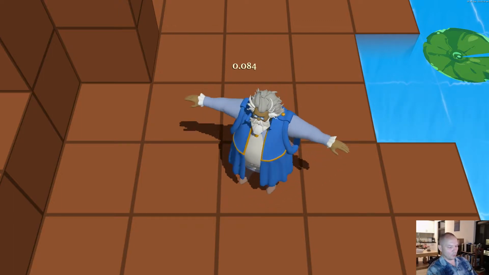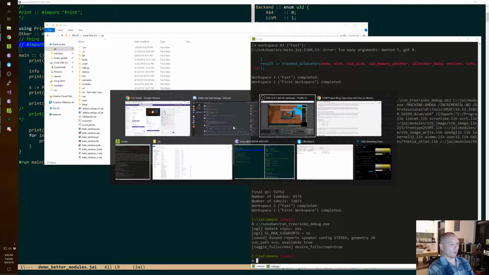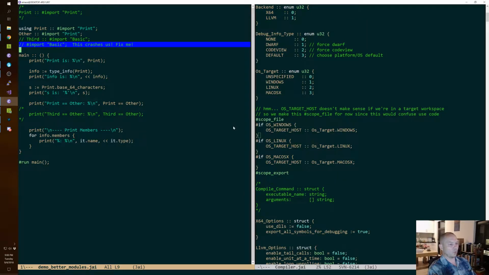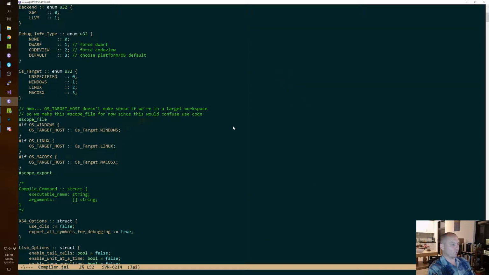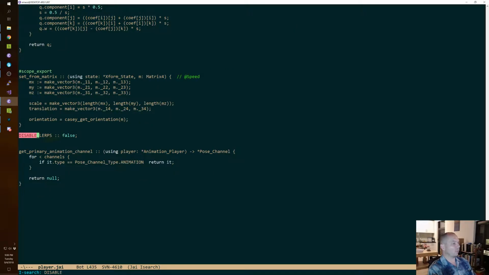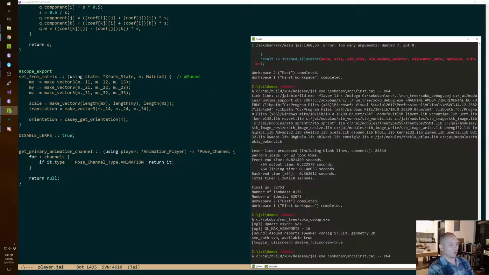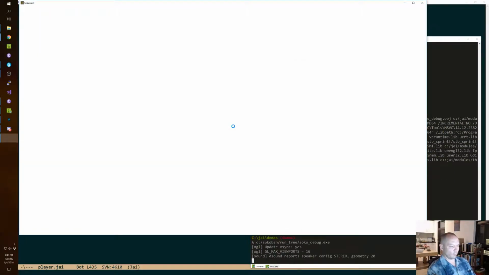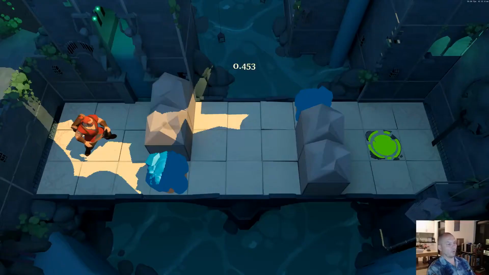Now, the way that I know, I don't have a runtime switch for this, but I have a compile time switch. The way that I know that it is, besides just looking at the number, we can do the following thing. We can go to Sokoban source animation player, and there's a disable lerps here. If I turn this on, then we won't ever interpolate between frames, which means everything's going to be really jumpy. Whoops. Well, let me show you what that looks like here.